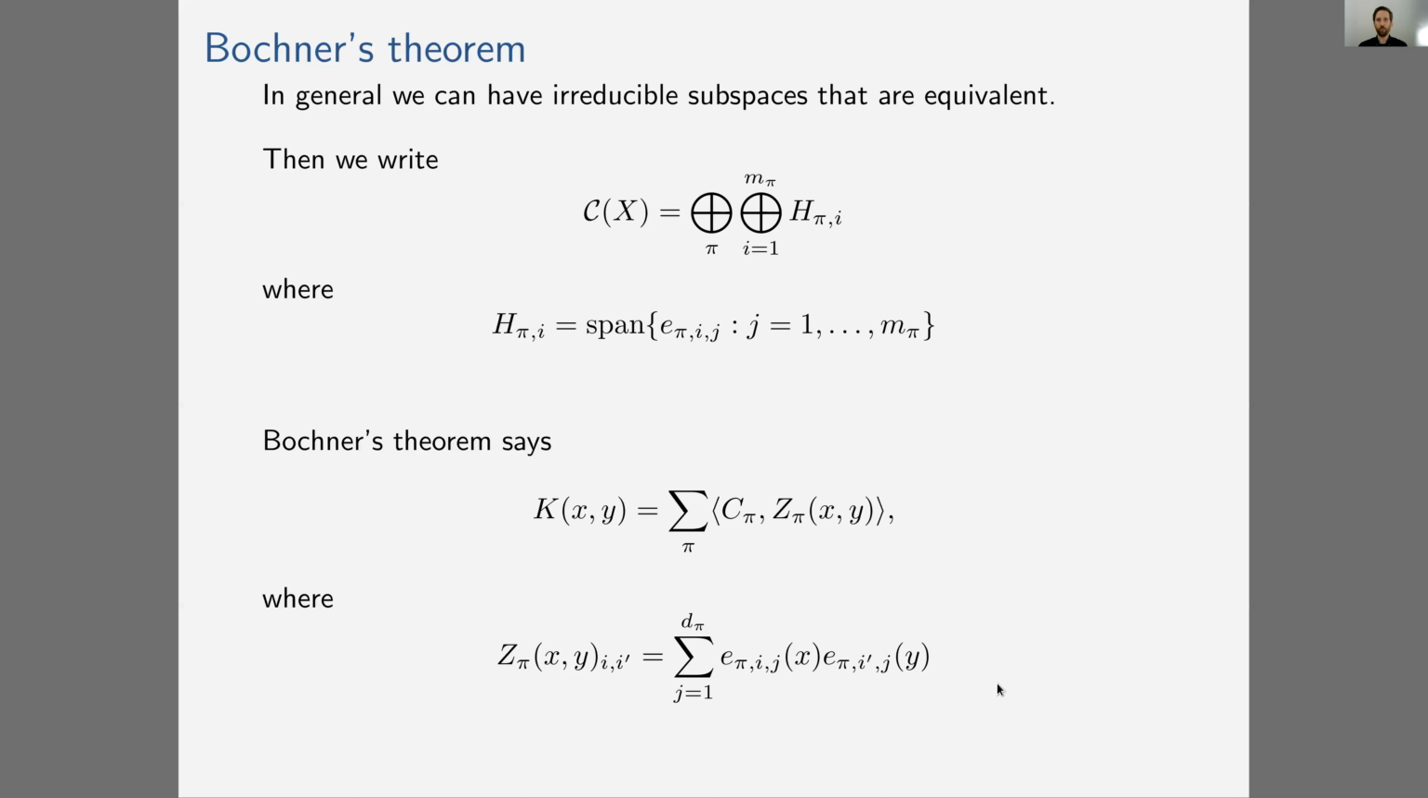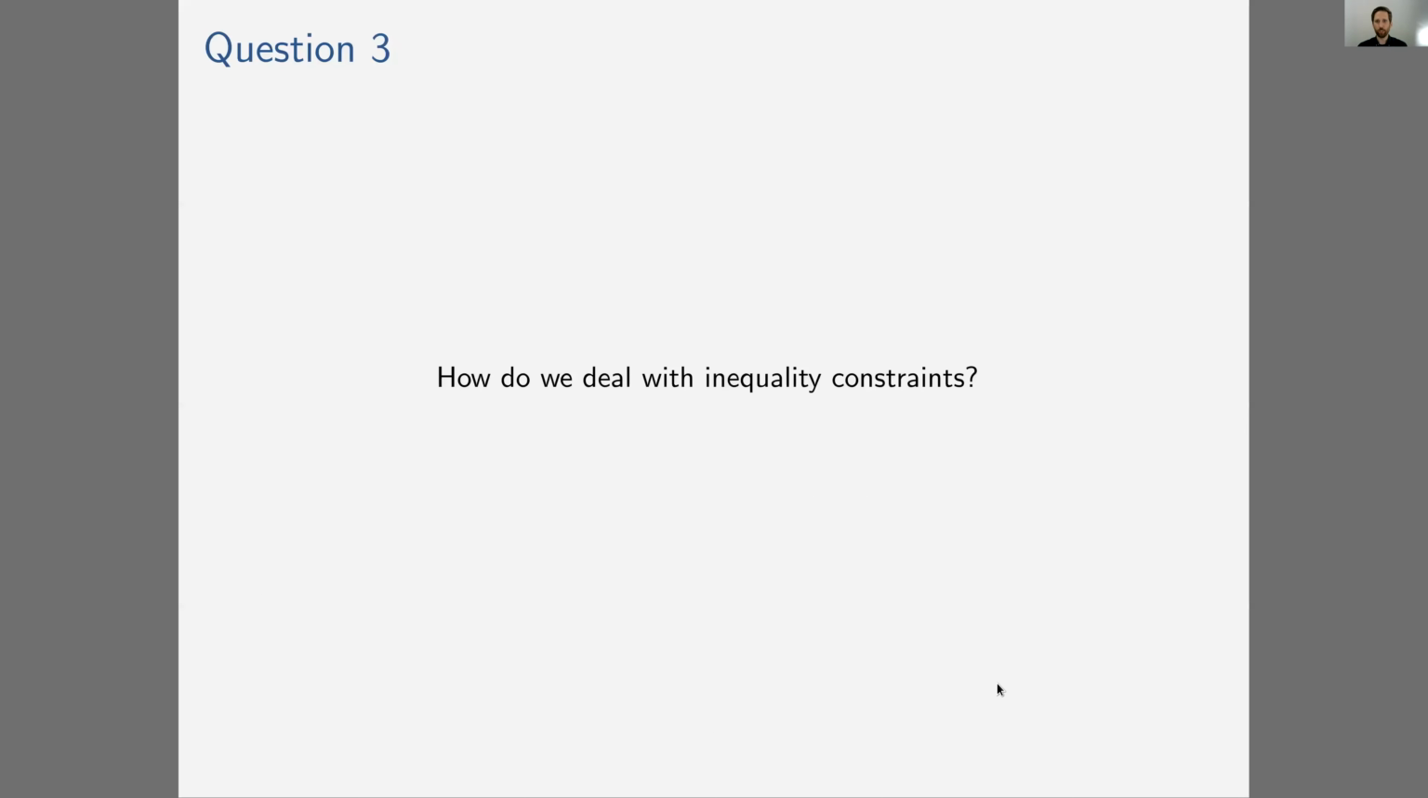Yeah, now I want to continue with the third question, if there are no questions about this. Okay, so let's go to the, oh yeah, c pi is positive semidefinite, I said it already. So let's go to the third question. So how do we deal with the inequality constraints?